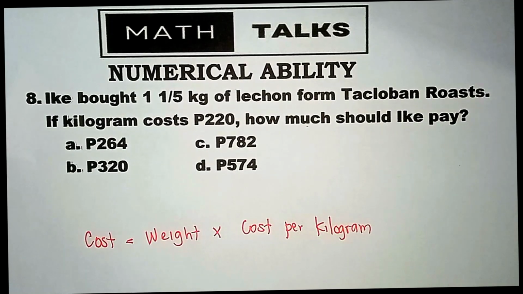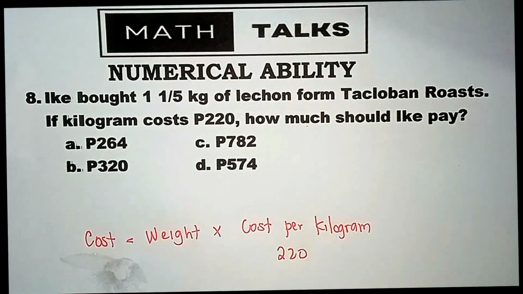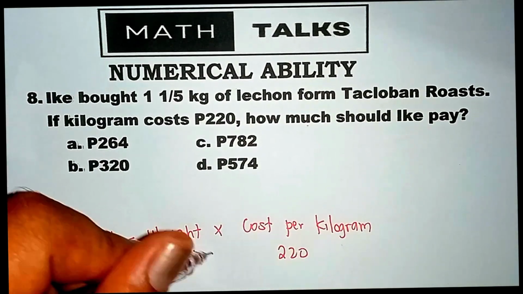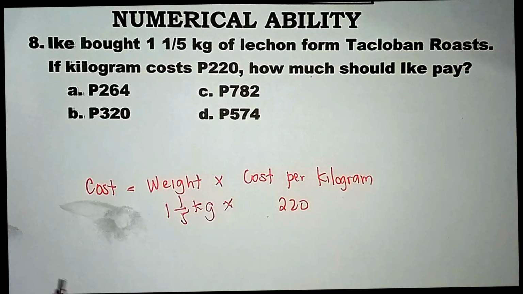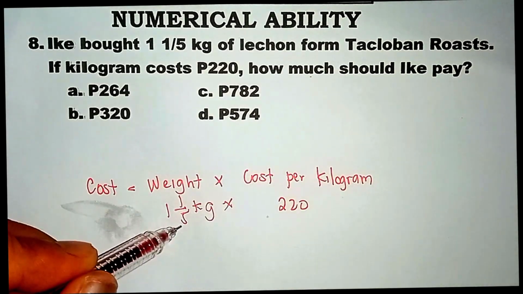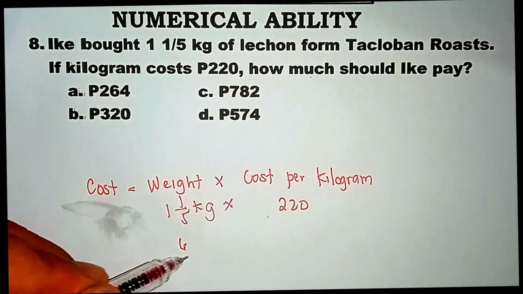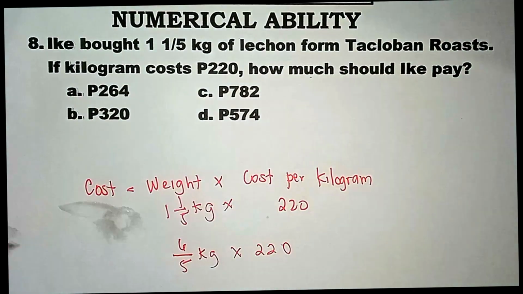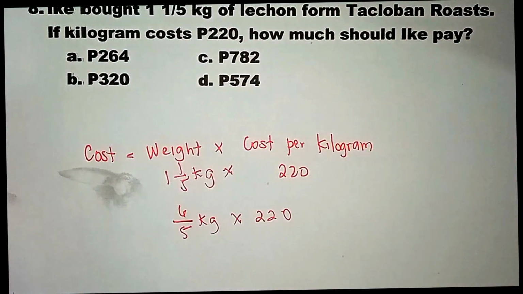We all know that the cost per kilogram is 220 pesos, while the weight is 1 1/5 kilograms. So i-multiply lang po natin yan. Okay, then after that, first thing here that you must observe, i-rename natin itong mix into improper. So ang pag-rename, 1 times 5 plus 1, so meron kang 6 over 5 kilogram times 220.